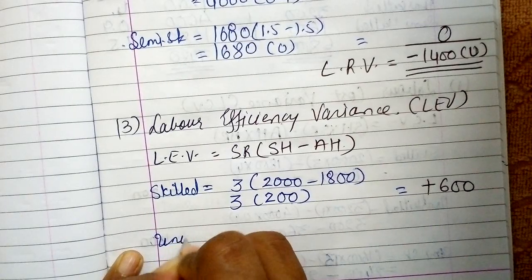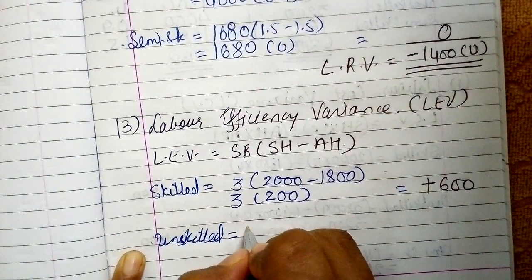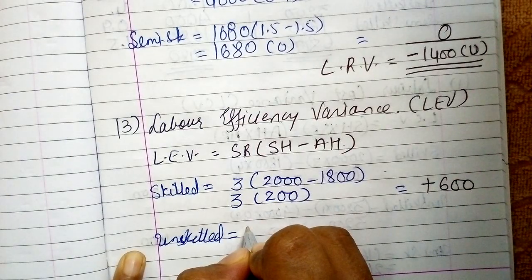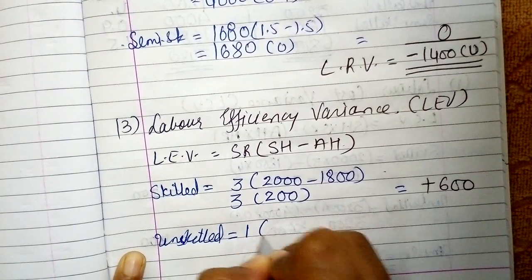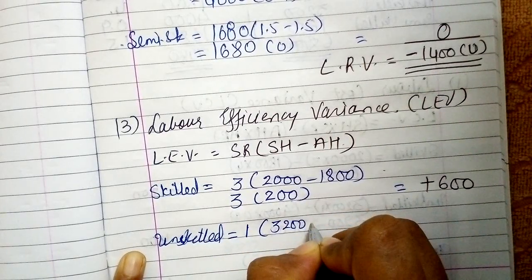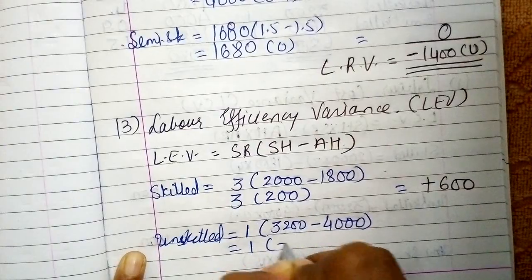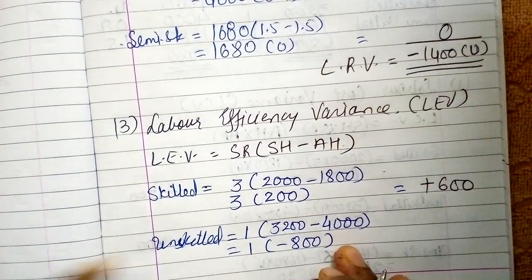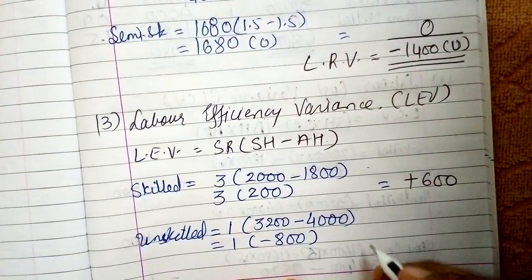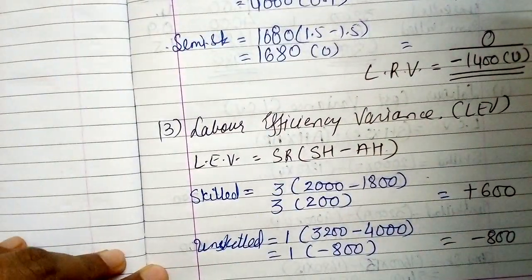Likewise for unskilled worker, the standard rate is 1, standard hours 3200 and actual hours 4000. So 1 into bracket negative 800, so the answer will be negative 800 for unskilled workers.